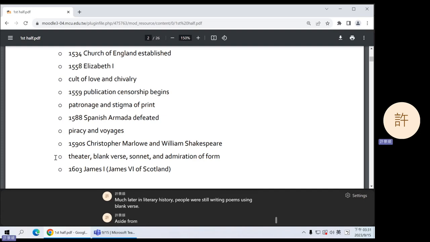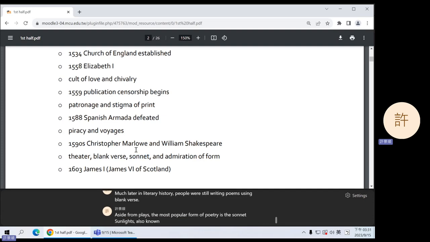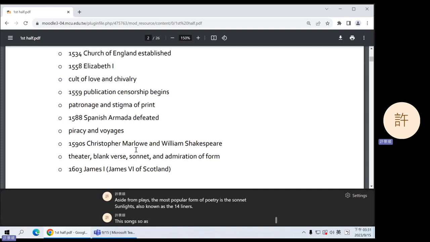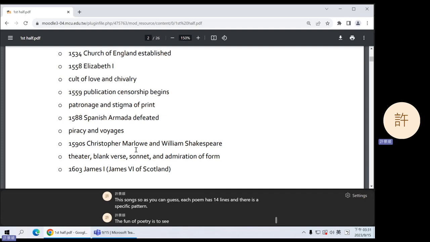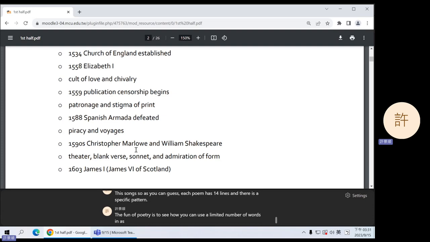Aside from plays, the most popular form of poetry is the sonnet, 桑赖诗, also known as the 14-liner, 十四行诗. So as you can guess, each poem has 14 lines, and there is a specific pattern. The fun of poetry is to see how you can use a limited number of words in a specific pattern to express different ideas.